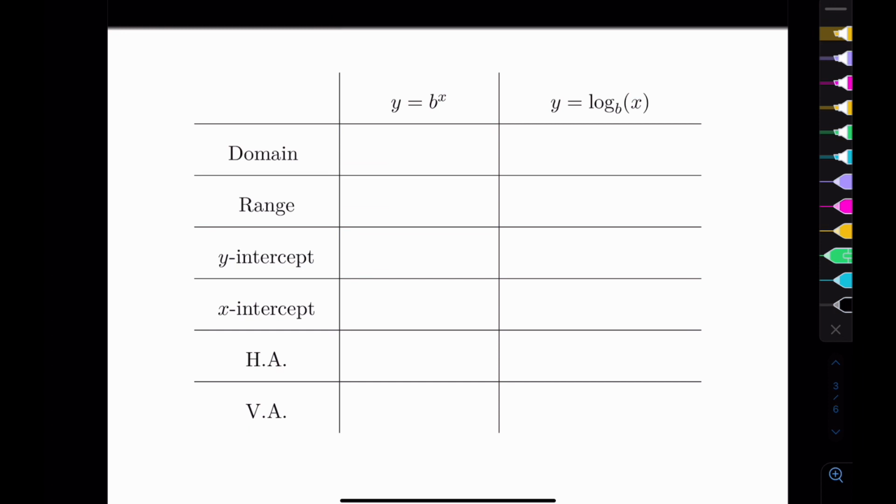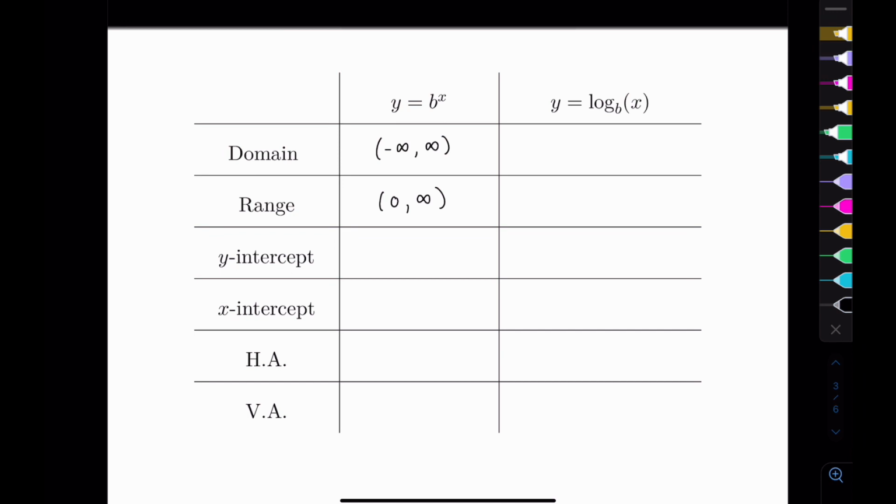So what I want to do is compare all the properties of the exponential to the log. Because remember, regardless of what our base was, we still had the same exact domain, range, y-intercept, x-intercept, horizontal asymptote, and vertical asymptote. So let's start with our exponential function. Its domain, remember, is all real numbers. We had no issues plugging anything into the exponential. However, the range was 0 to infinity. You would never get a negative number, and you would never get 0.